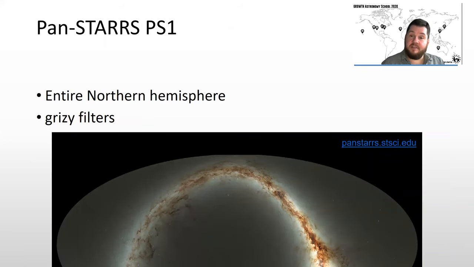The Pan-STARRS PS1 survey is another excellent survey. This one observed the entire Northern Hemisphere. So you can see this lovely image here. This is a combination of many, many Pan-STARRS images all stitched together, and you can see the plane of the galaxy in this image. Beautiful. So the entire Northern Hemisphere. The filter set is grizy, with Y being an additional redder filter than those used by Sloan.